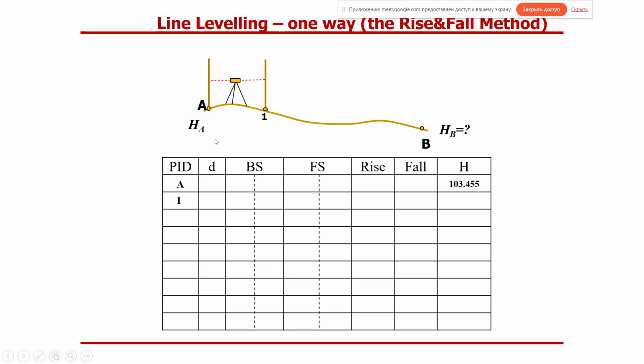Well, we put the level instrument between the points A and 1, write down the distance between the staff, and write down the back staff and fore staff, and then we calculate the difference between these readings and understand that the heights become smaller. It means fall.